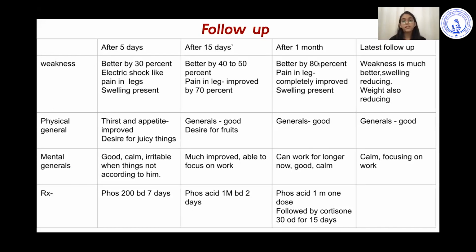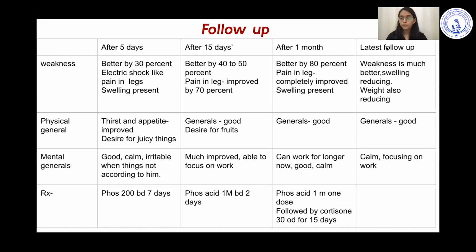And after a month, he said that now I barely feel the weakness. It is around 80% better. And the swelling is also improving. His generals are good. He's able to work. He's able to go to his clinic. So we take it forward with phosphoric acid 1 dose, and we give cortisone, which is a tautopathic prescription here, to remove this layer of corticosteroid which was given to him repeatedly, so that all the symptoms that are caused because of that, like swelling and weight, this weight is increasing, will also be removed as a layer.